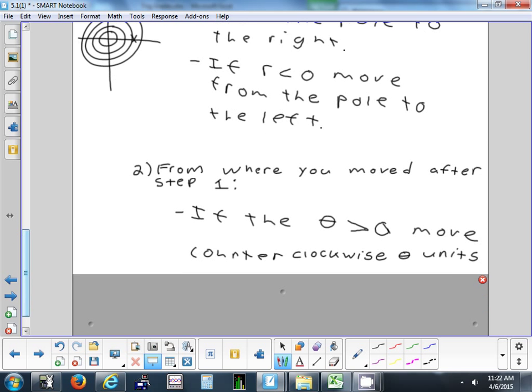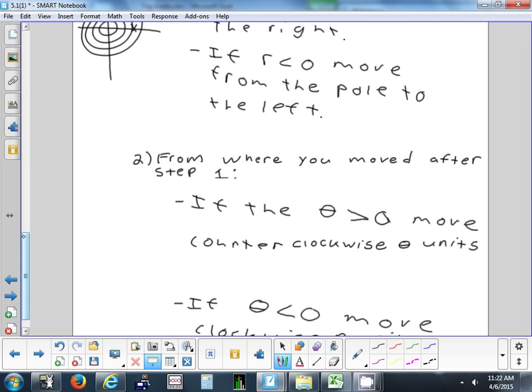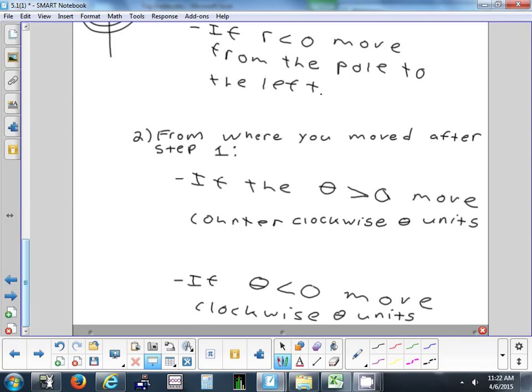All right. So if you've got a positive angle, you're going to go counterclockwise. If you have a negative angle, something less than 0, it's clockwise. If we need to write those down again after this, I'm going to abbreviate them CCW for counterclockwise and CW for clockwise.